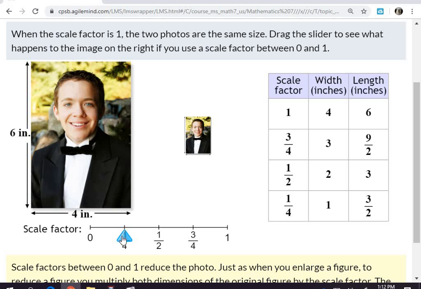What happens when I go to 0? It's gone away. Yay. So between what numbers were we working with? 0 and 1. I was working with numbers between 0 and 1. That is how images are getting smaller. The scale factor is between 0 and 1. Are these images still proportional even though I shrunk them? Yes, they are.